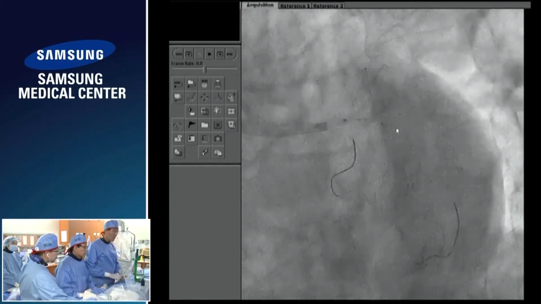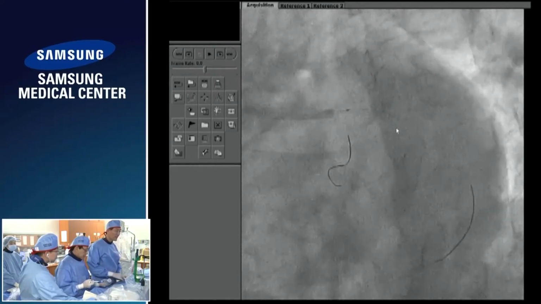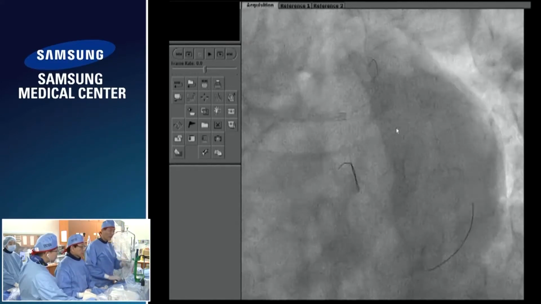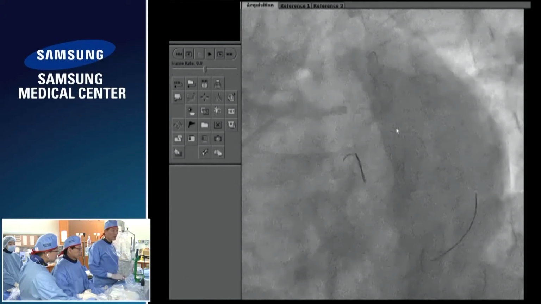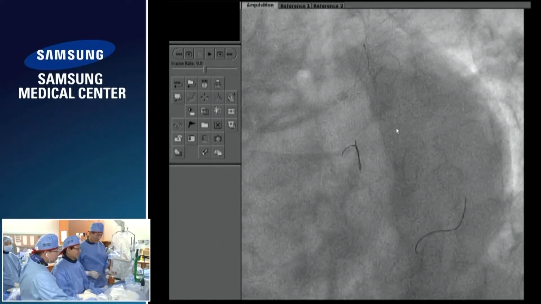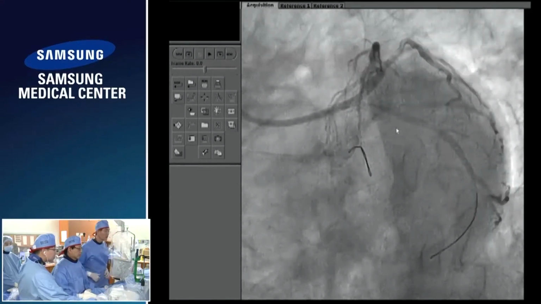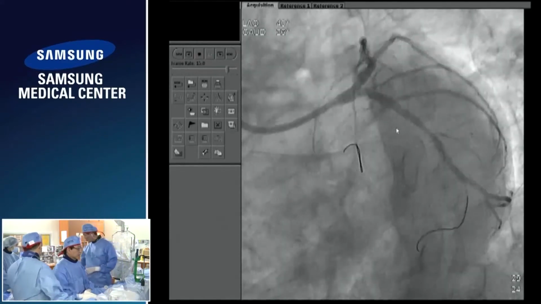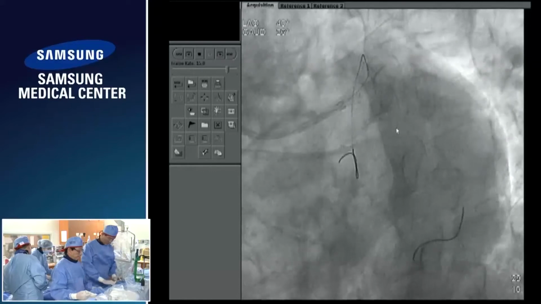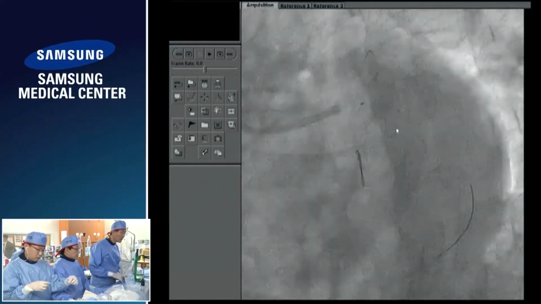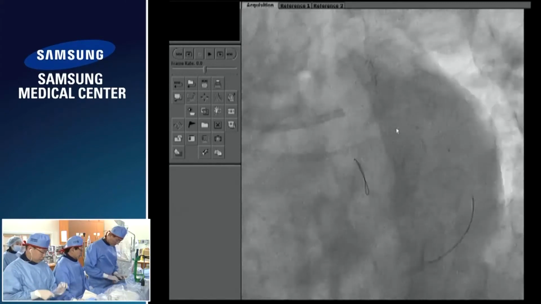Okay, so actually we need to get the balloon in the LAD. I'm not sure the balloon will cross to the LAD at this moment. Okay, good. So the LAD stent balloon, 4.0. I put down the DES balloon here. Yes, perfect.